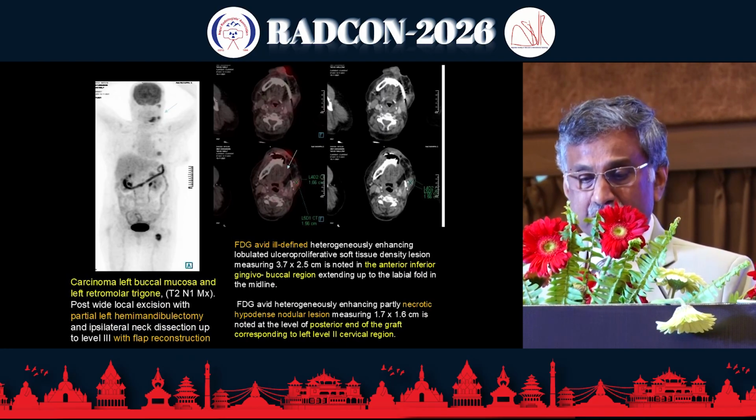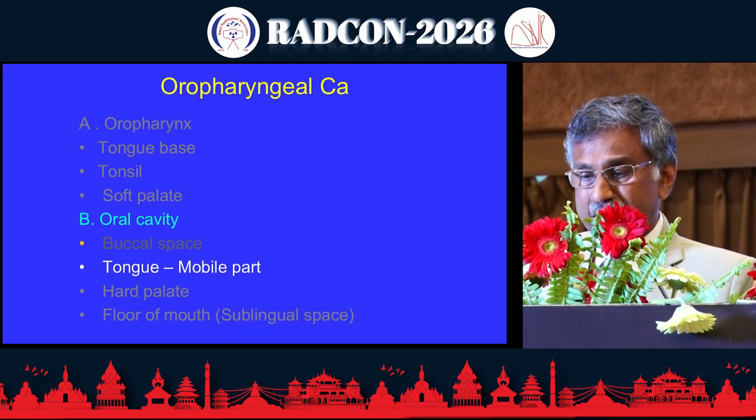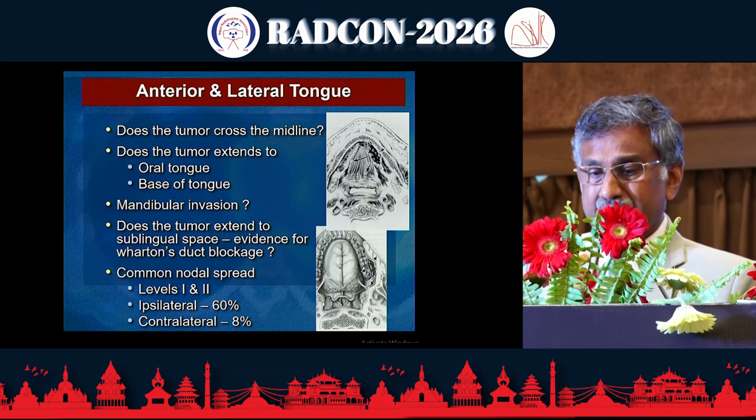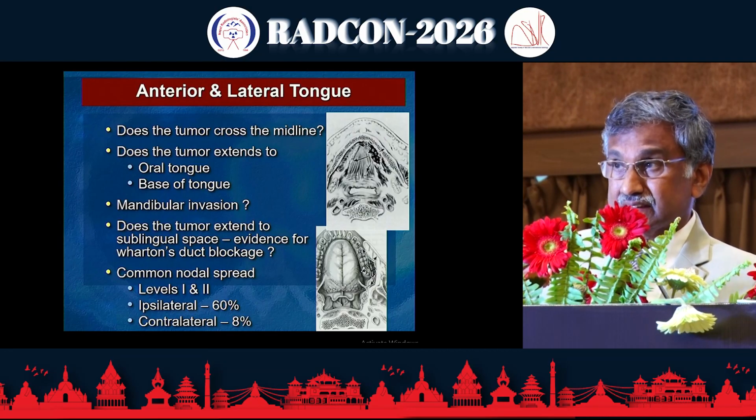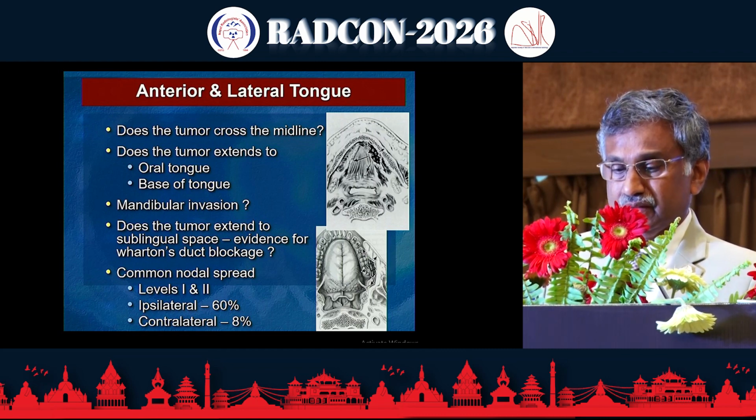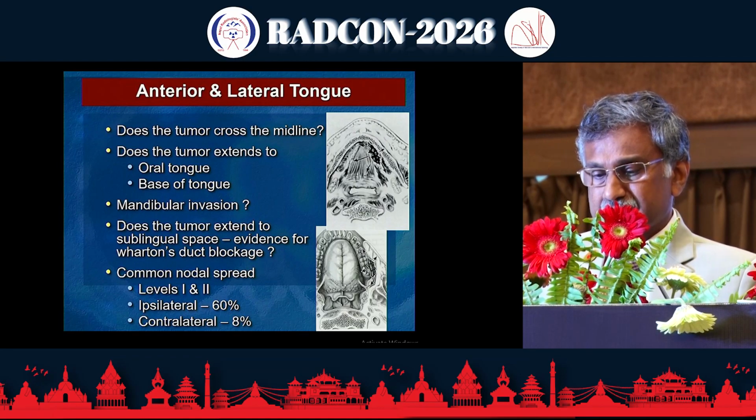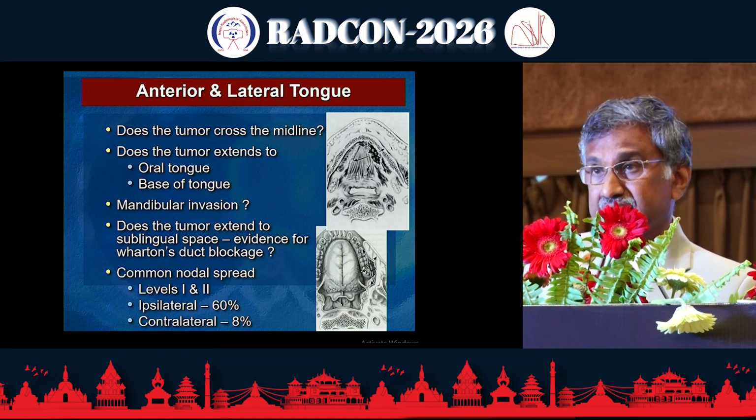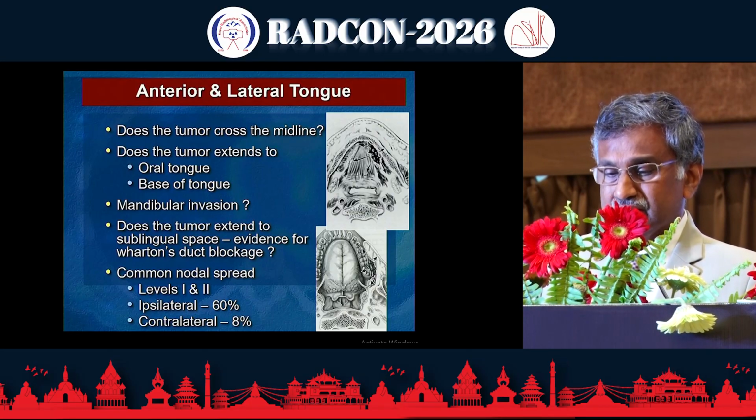with the MR technique also. Mobile tongue, we can look for. We see the mobile tongue, that is the anterior part of the tongue. Does the tumor cross the midline? Whether there is involvement of the oral tongue or base of the tongue. It can go anterior 1/3, anterior 2/3 and posterior 1/3, or whether there is muscle involvement, whether mandibular invasion. Whether the tumor extends to the sublingual space, Wharton's duct involvement. So this information you have to look for specifically.